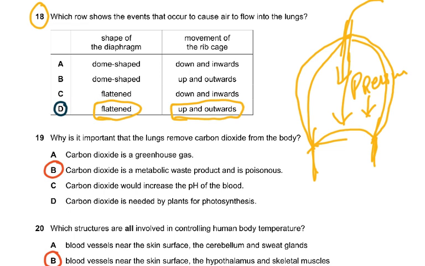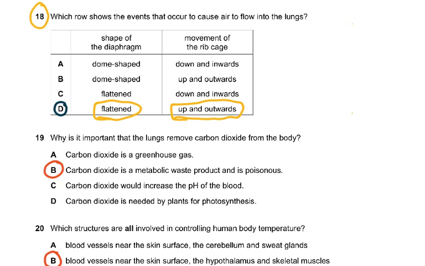Then coming to question 19: why is it important that the lungs remove carbon dioxide from the body? We know excretion is the removal of toxic metabolic waste. Carbon dioxide is a metabolic waste, and that needs to be removed from the body. Carbon dioxide can't accumulate in the body as it is poisonous. Carbon dioxide is one of the excretory products. If you look at the syllabus, that is one of the things that is being examined.